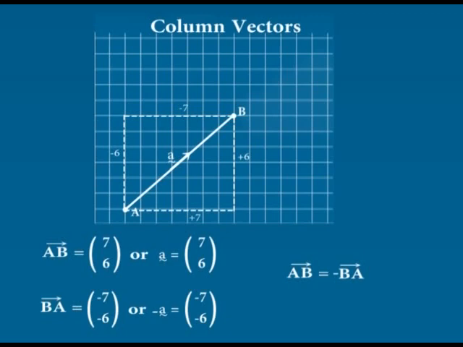The key thing to note is that a vector describes movement from one point to another. It does not describe a single position. And so every time a vector is mentioned, it must be the movement between 2 points.